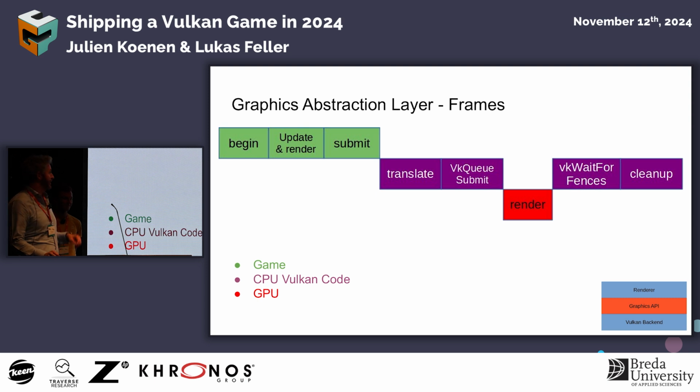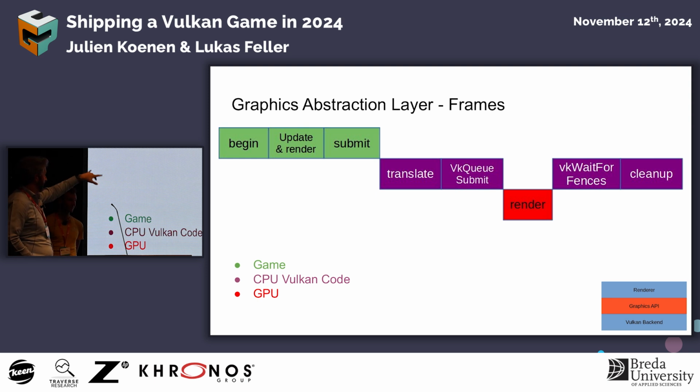All right, so we finally got a device working. Next thing we have in our graphics abstraction layer is the concept of a frame, and it should be pretty familiar to most game developers. But we have it as an explicit thing in our graphics API. So basically, the game, these JPEG artifacts are horrible.